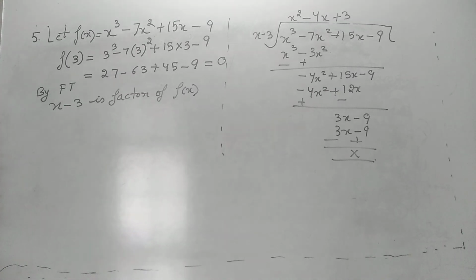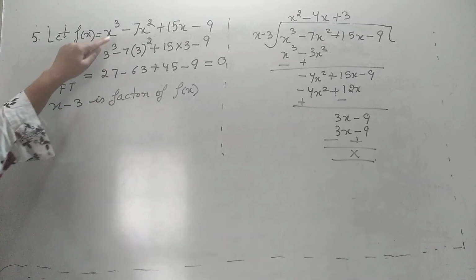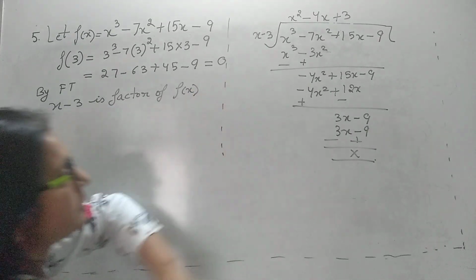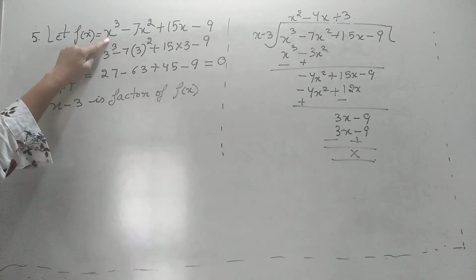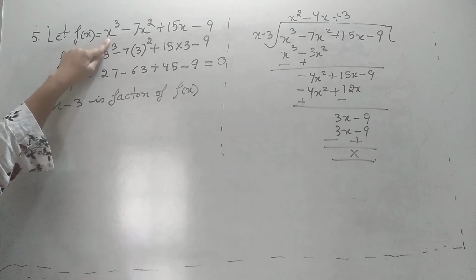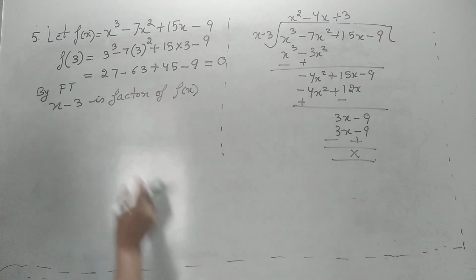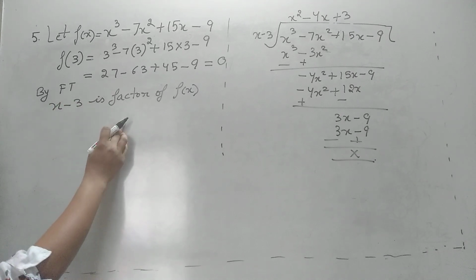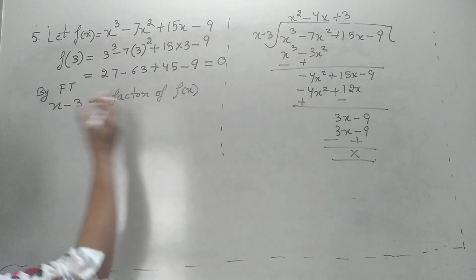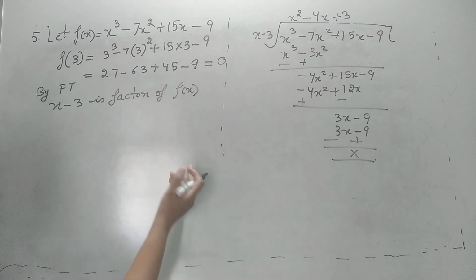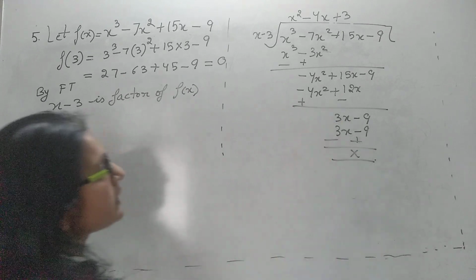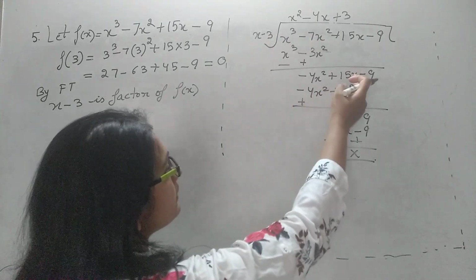So whenever the question comes that you have to factorize the polynomial, you will be using this long division method. To factorize any polynomial we need one factor, and in the question it is already given that x minus 3 is its factor. If the factor is not given in the question then we have to find it out, but since it is already given, I can easily factorize it by using that factor.